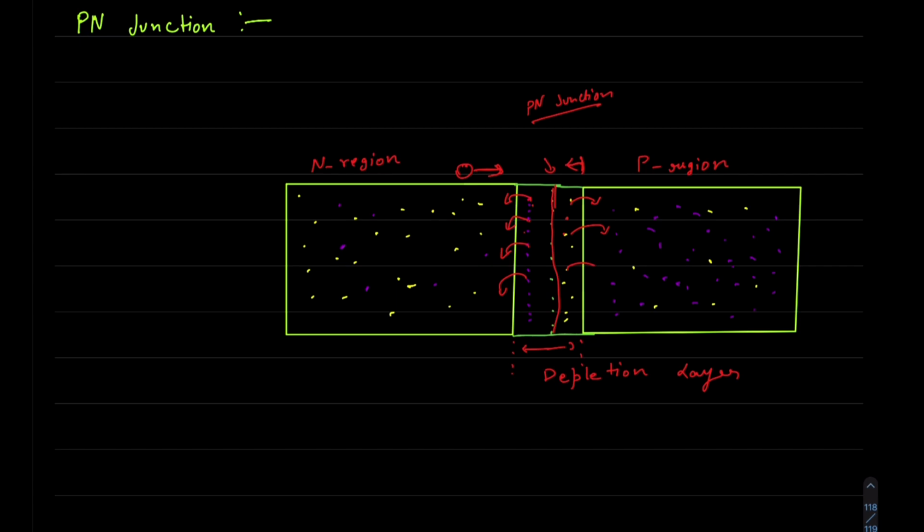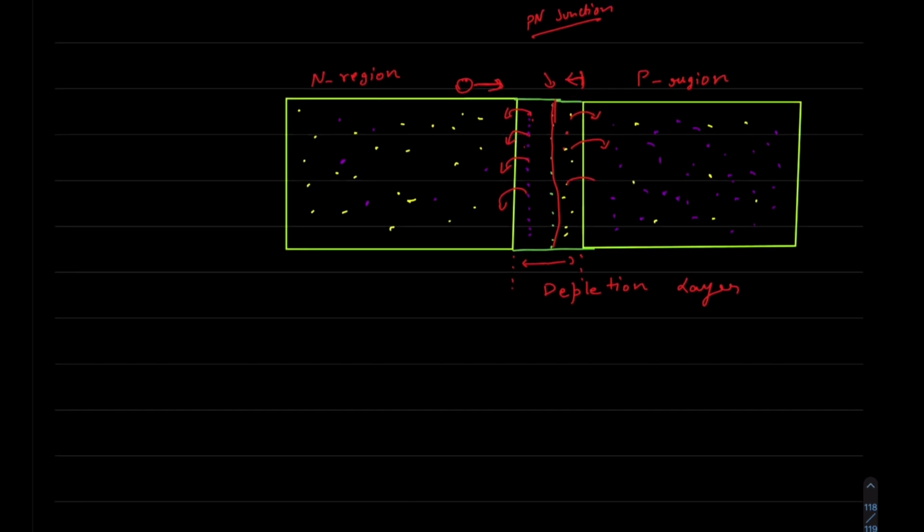But yeah, remember this: doped germanium has a potential barrier of 0.3 volts. We don't use germanium in the semiconductor industry anymore. Silicon is more preferred. And doped silicon has a potential barrier of around 0.7 volts. Now we'll talk about PN junctions under bias.